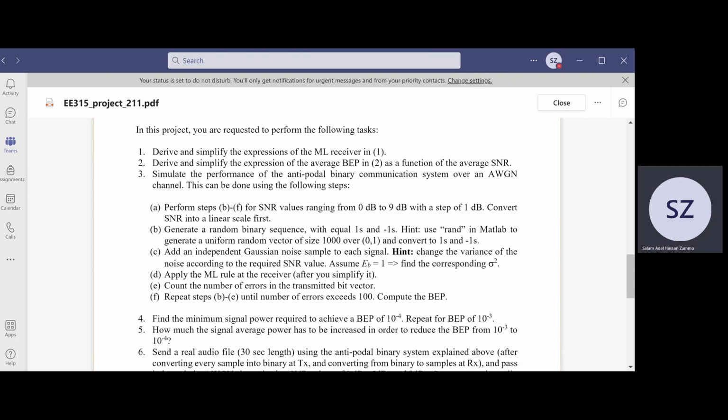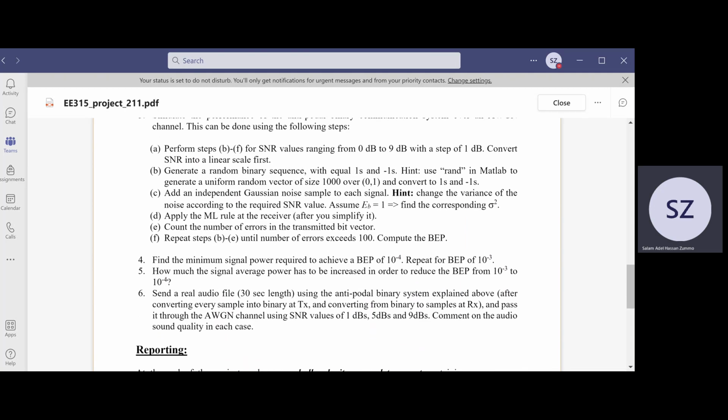And then simulate the performance of antipodal binary communication over an AWGN channel using the following steps. I gave you the steps one by one. Perform the following steps B to F for every value of the signal to noise ratio. I gave it to you in dB, you need to change it into linear scale. And then you start by generating a random binary sequence with equal ones and zeros. The random binary function in MATLAB is randi. You need to use it to generate equally likely zeros and ones. Basically a uniform distribution, and use this uniform distribution to generate equally likely zeros and ones. You need to think about how to do it. Using rand, sorry. So generate a sequence of size 1000 also. And convert into plus minus ones.